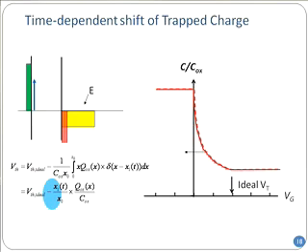Lunch was fine. The MOSFET, there is something funny going on in the MOSFET. And this was a big problem. It's called a bias temperature instability, BTI.